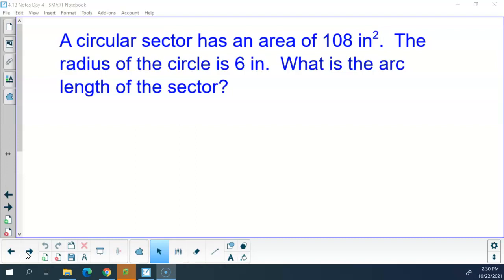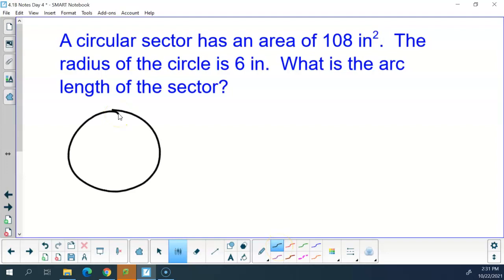So first off, we have to figure out what a circular sector is. What's a circular sector? Is it a section of a circle? Part of a circle, right? What part? Once you isolate it, it's like a slice of pizza, right? So it's a slice of pizza.